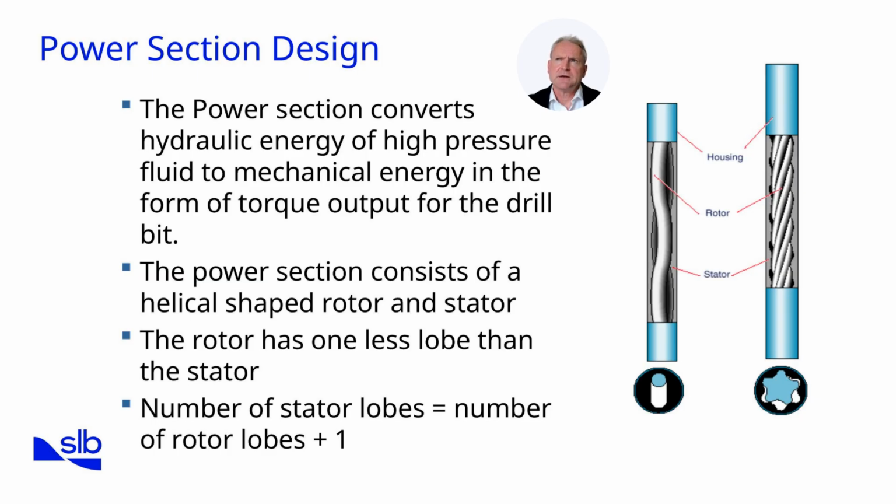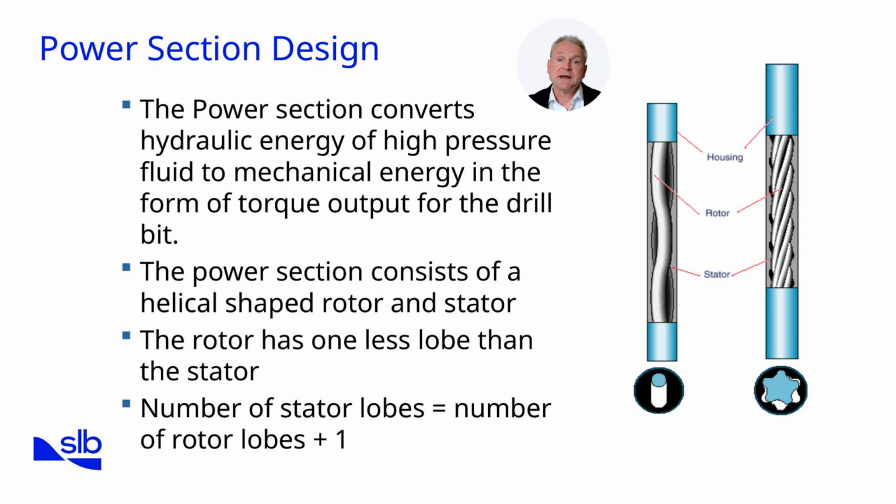The geometry of the lobes influences torque and speed. More lobes typically give higher torque but lower rotational speed, while fewer lobes provide higher speed but less torque. This trade-off is crucial in motor selection. For example, drilling hard formations often requires high torque motors, whereas softer formations may benefit from higher speed.